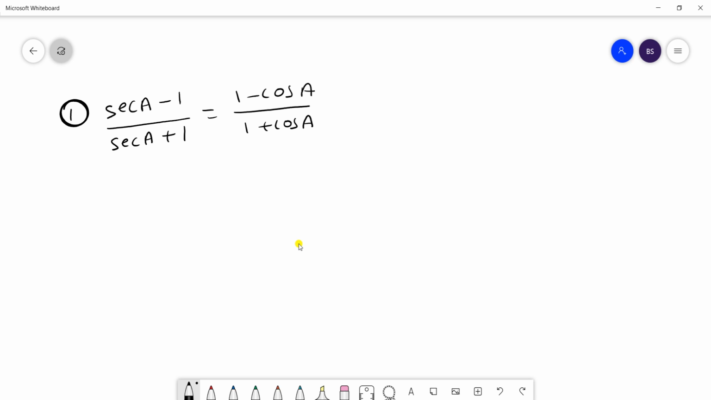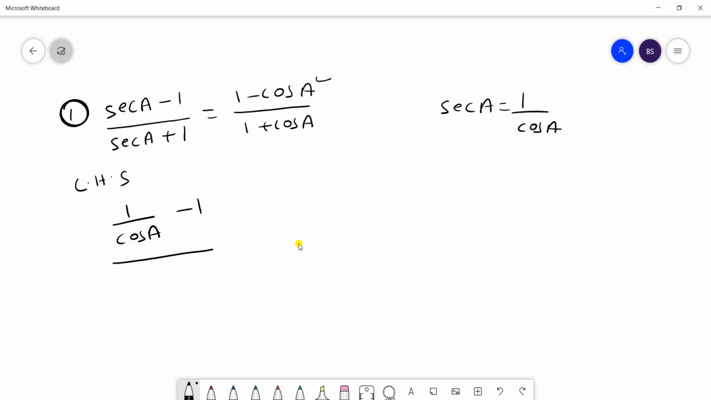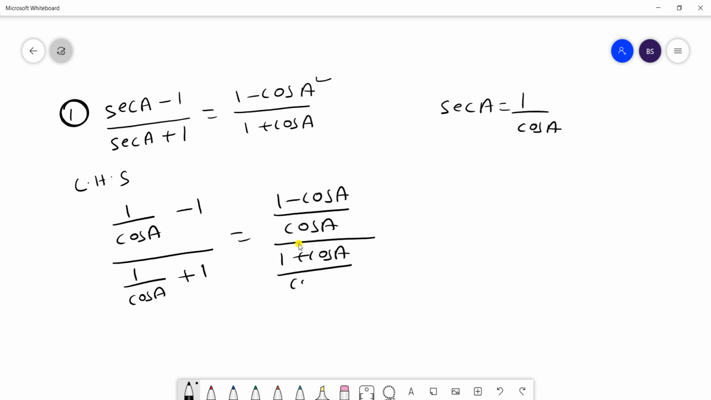I told you just some time before that sec a is equal to 1 by cos a. So sec a I will write like 1 by cos a. So I want cos a on the right hand side. So I will start from LHS. From LHS I will write 1 by cos a minus 1, and 1 by cos a plus 1, and again what I will write here, (1 minus cos a) divide by cos a and (1 plus cos a) divide by cos a.